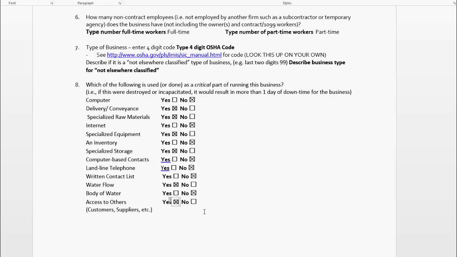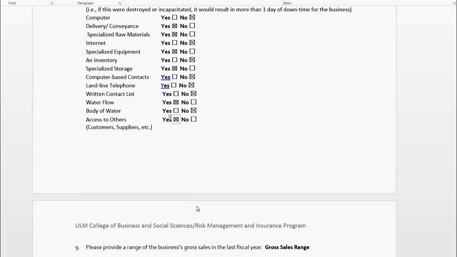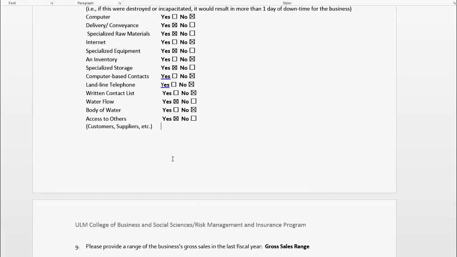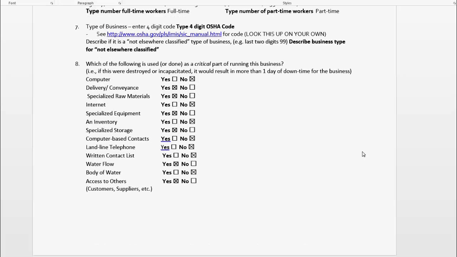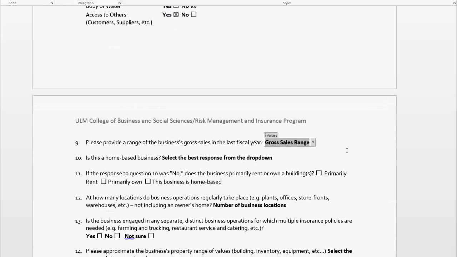A way that this might be blocked would be road construction or plumbing bursts, or police preventing customers from coming onto your property or coming near your property. So for almost any retail, even a service business such as an accounting firm, if you need to see your customers face to face, you would need access. Let's go to gross sales range.